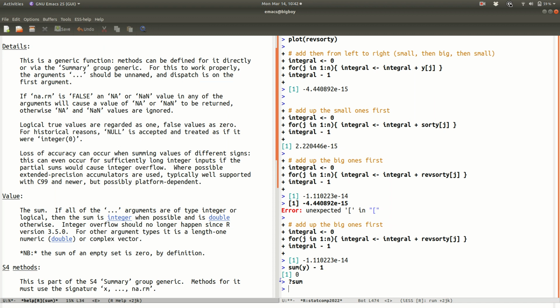Loss of accuracy can occur when summing values of different signs. This is one of the points that Monahan makes in chapter 2. This can even occur for sufficiently long integer inputs. Okay. Here's the important part. Where possible, extended precision accumulators are used, typically well supported with C99 and newer, but possibly platform dependent.